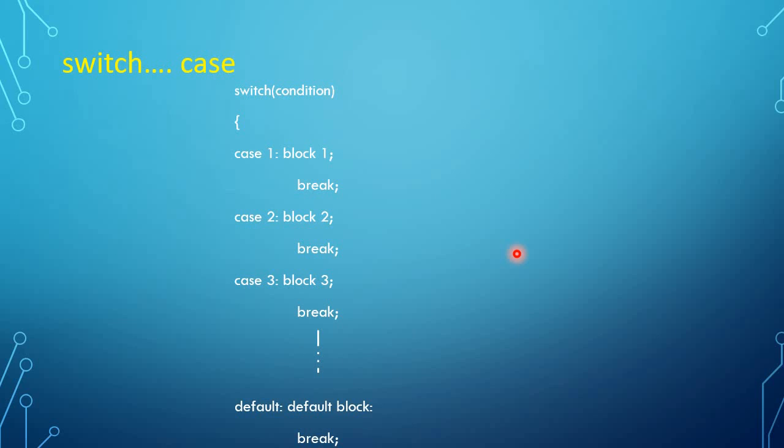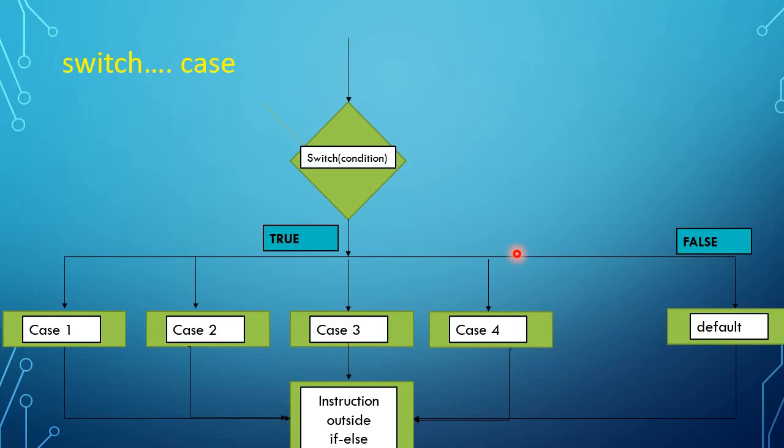Switch is a multiple way of branching. Here we will be having multiple conditions. The cases are chosen based on the condition. So the diagram looks like this. The condition usually will be passing some variable to switch. When the value of that variable is matched with the case value, then that particular block will be executed.